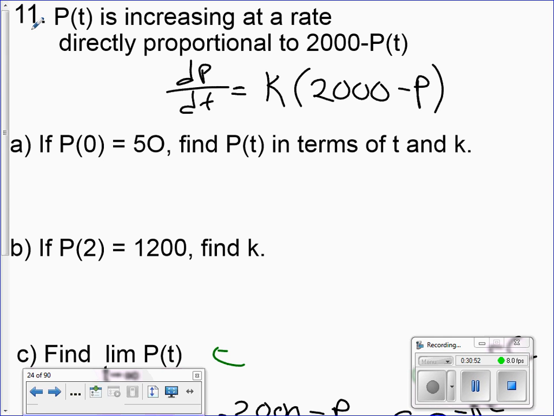Okay. First step is we got to find P of t. We got to solve this differential equation. What do we do? Separate and integrate. Now, it says in terms of t and k, that means we don't have to find k yet. We can just leave the k.